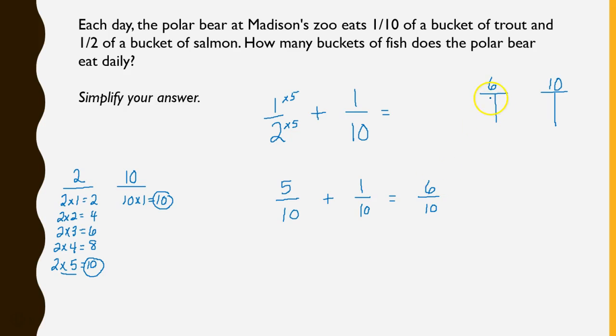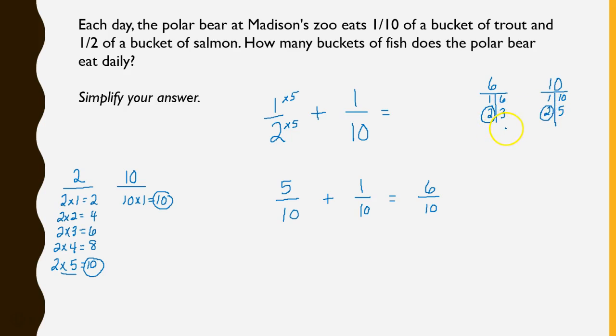Okay, so I know 1 times 6 equals 6 and 2 times 3 equals 6. That's it. For 10, I know 1 times 10 equals 10 and 2 times 5 equals 10. That's it too. Not very many. So I need to find the greatest one that they have in common. They both have a 1, but I need the biggest one they have in common. They both have a 2.